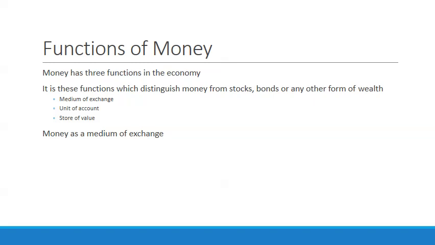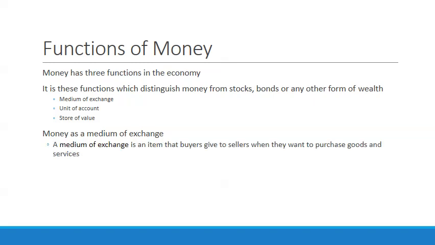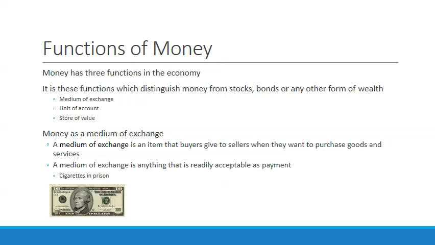So as a medium of exchange, we're talking about an item that buyers give to sellers when they want to purchase goods and services. It's what we use to buy goods. And a medium of exchange is anything that is readily acceptable as payment. For example, in prison, you see cigarettes being used as money. That's a medium of exchange. It's a readily acceptable use of payment.